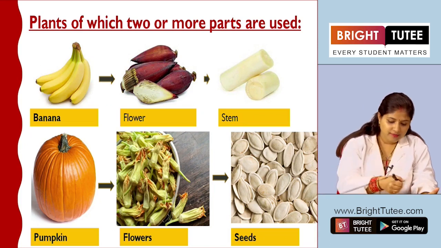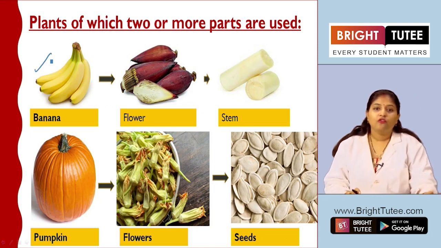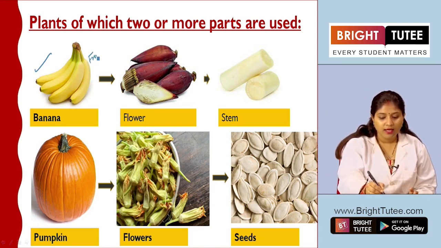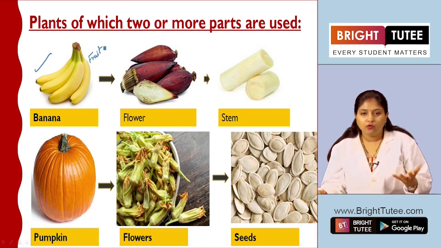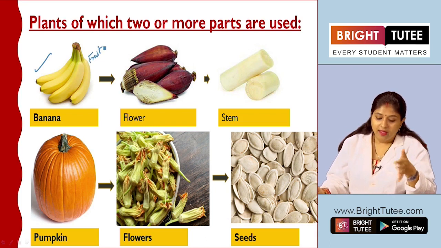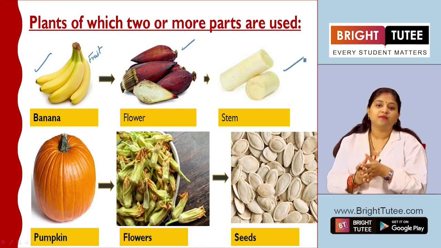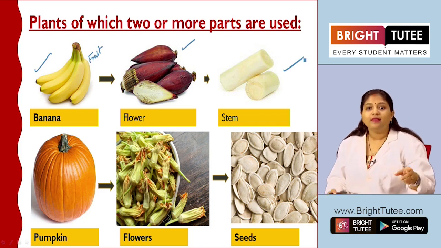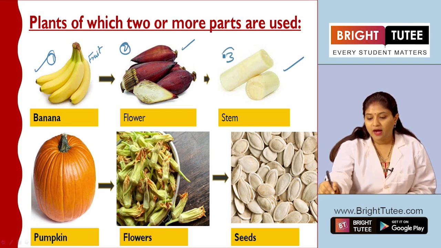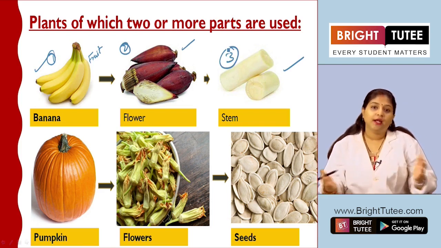One of the examples is banana, right? So in banana, we know this is the part, that is the fruit that we utilize for eating, right? We know that, okay, this is something which we are eating in our daily lives. Then apart from that, flowers are also edible, as well as the stem. So you can see that in the banana plant, we have 1, 2, and 3 parts which are useful for us, which we are eating in our day-to-day lives.